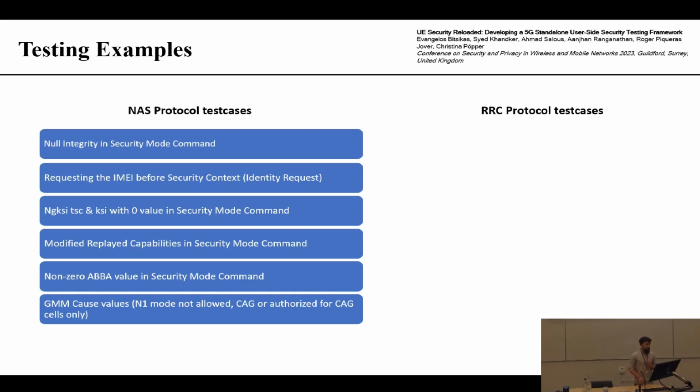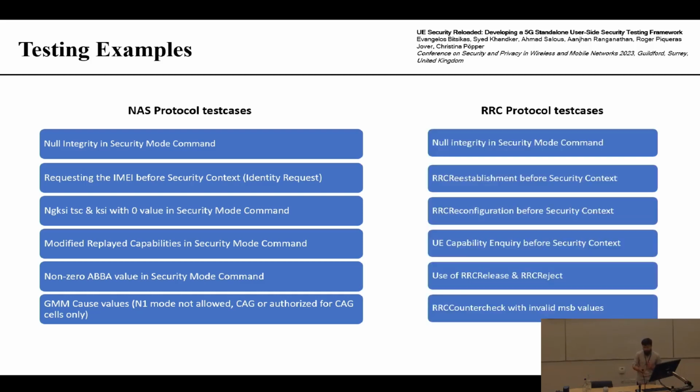IMA, again, before the security context. Then we have the NAS key identifier with illegitimate values, like 0 in this case. We have modified replayed capabilities to reduce the security of the user equipment. We have a non-zero ABBA value for 5G for the security mode command, and we experimented with different kinds of cause values like N1 mode not allowed and CAG.